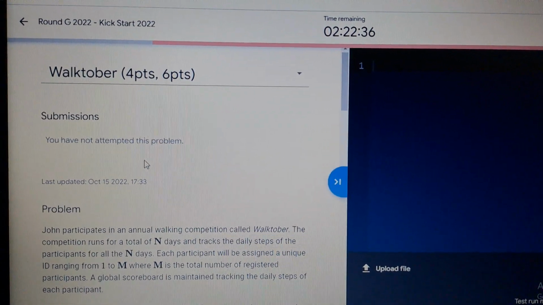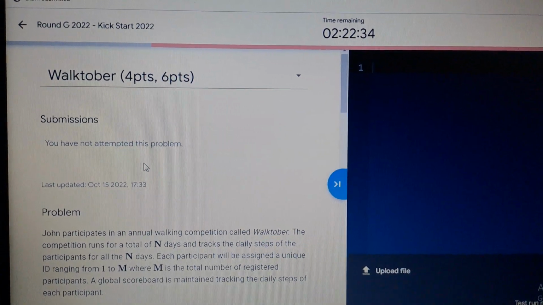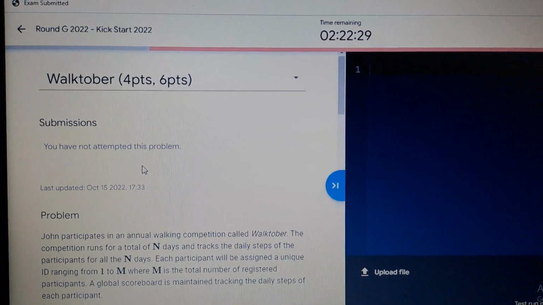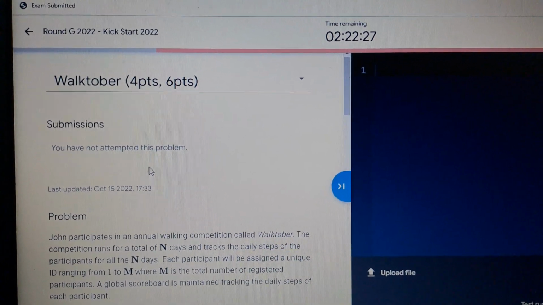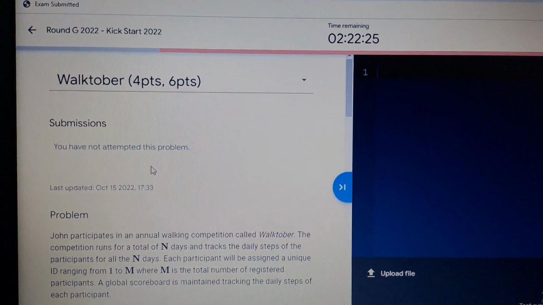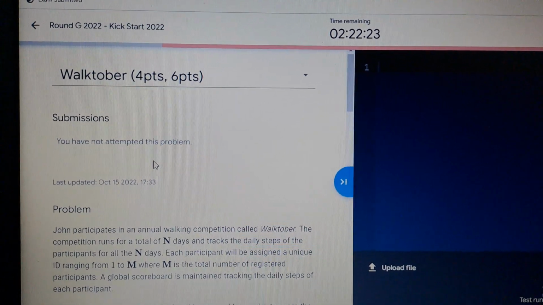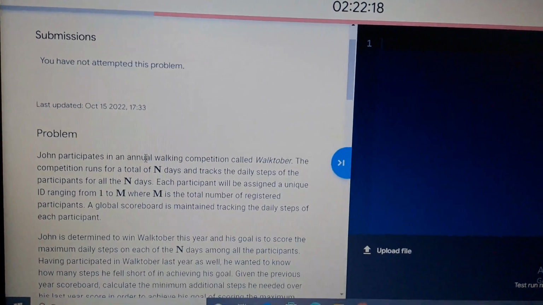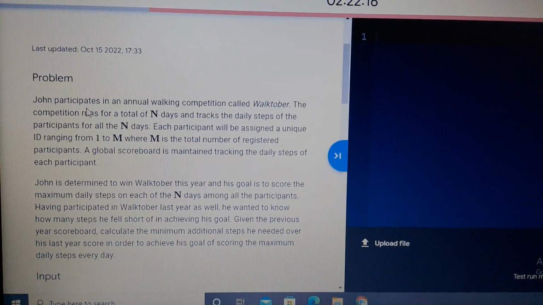Hello friends, today we are going to see the Google Kickstart problems 2022. This is the Round G problem. So let us start with Round G. The first problem is October. Let us see the problem statement.